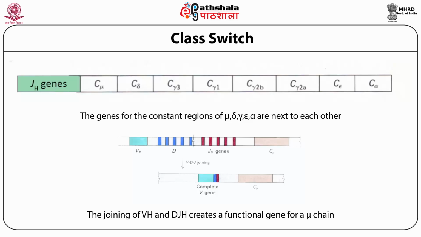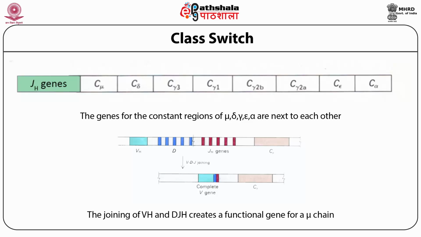This phenomenon is called class switch. This class switch is definitely required, as we mentioned, when a B lymphocyte switches to production of IgG after the initial production of IgM. It turns out that the class switch involves only the CH region. The light chain gene is not involved, nor is the VH region.